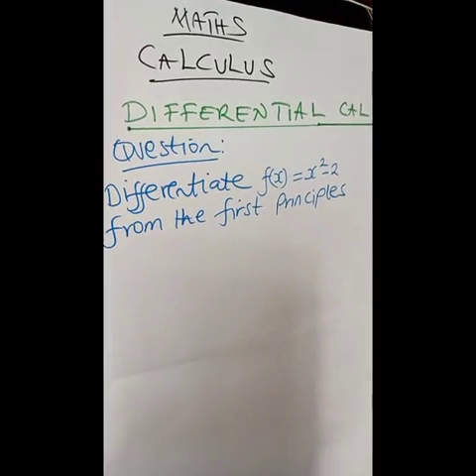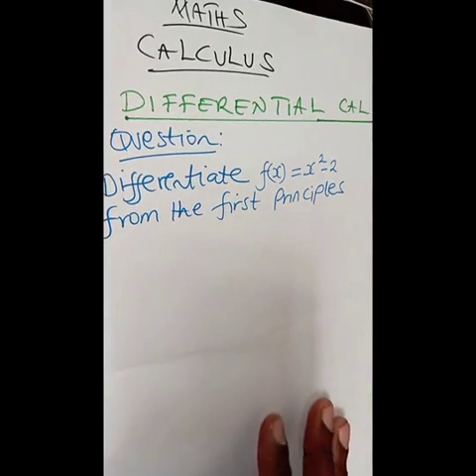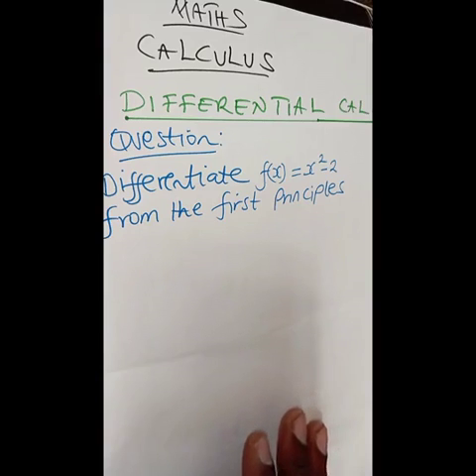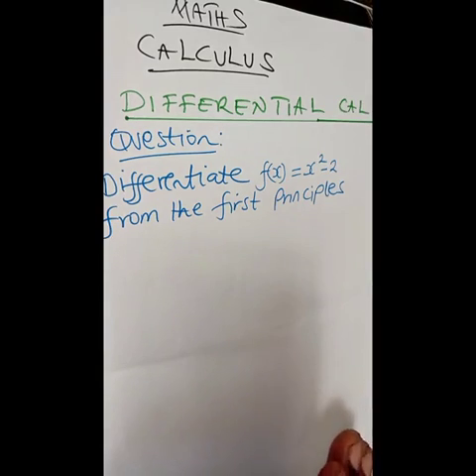So this is the calculus, differential calculus. It's a topic which comes in paper 1 and paper 2. So this is under differential calculus. There are two types: integral calculus and differential calculus. This one is differential. So now how do we differentiate from the first principles? When they say differentiate a function, from the first principles, how do we go about it?